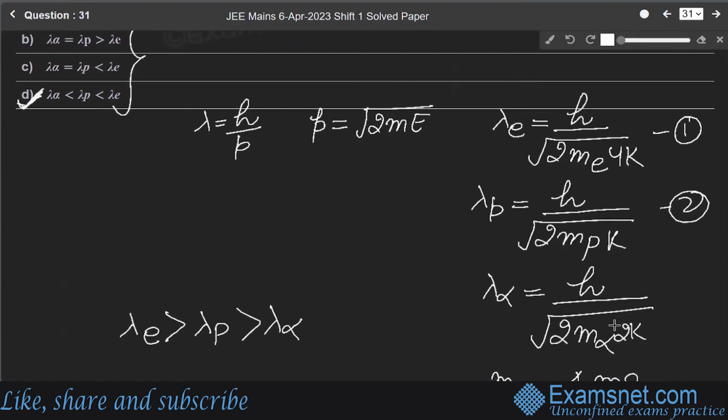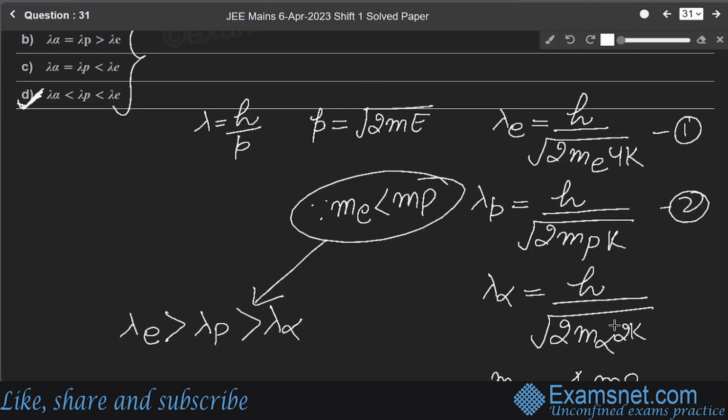Got it? Since the mass of electron is very less than the mass of proton, we reach this solution, that is lambda electron is greater than lambda proton is greater than lambda alpha.